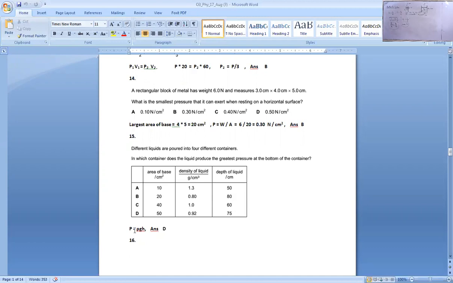So simply multiply density and height, and we have to find in which container the liquid produces the greatest pressure. If we multiply density with height, the 75 into 0.95 gives you the largest pressure. So option is D. I'm just multiplying density with the height.